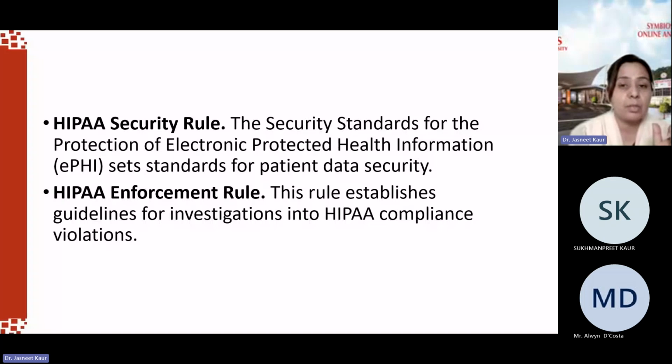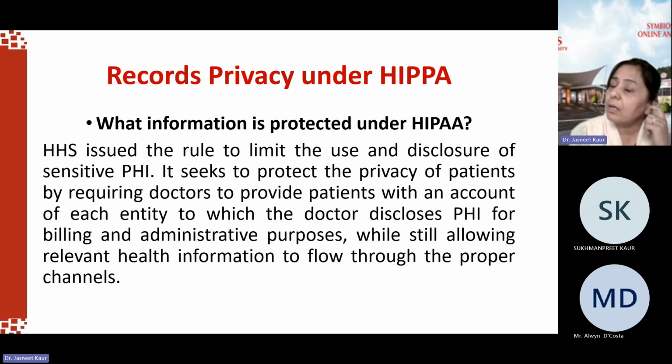And the enforcement rule established guidelines for investigation into HIPAA compliance violations. HIPAA compliance violation means if you violate the rules of HIPAA, what will happen? First, you should know what information is protected under HIPAA. Then I will let you know what will happen if you fail to follow the HIPAA rules. So first is what information is protected under HIPAA. A rule to limit the use and disclosure of sensitive patient health information.